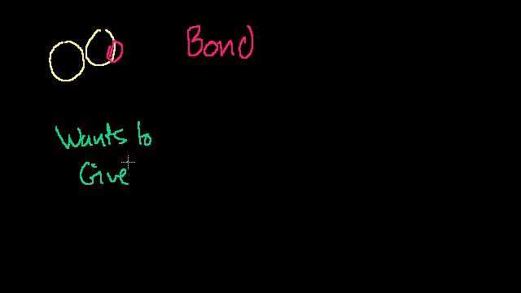Atoms bond, or they stick together. And the purpose of this video is to think about the different types of ways that an atom can stick to another atom. So the first, and I think of it as the most powerful way, is if you take an atom that really wants to give an electron, and then you have another atom that really wants to take an electron.